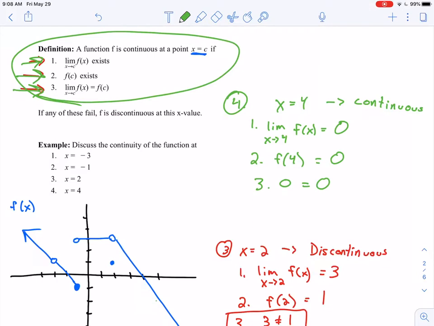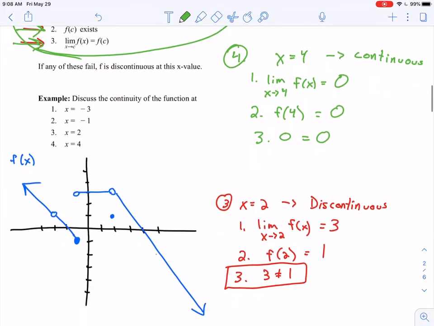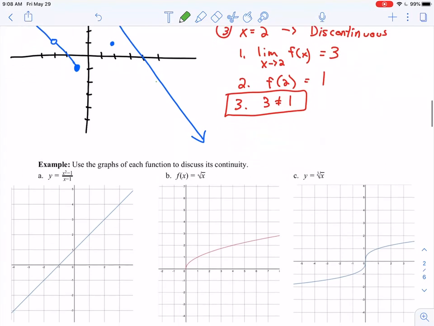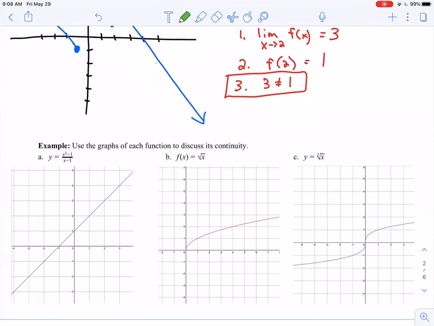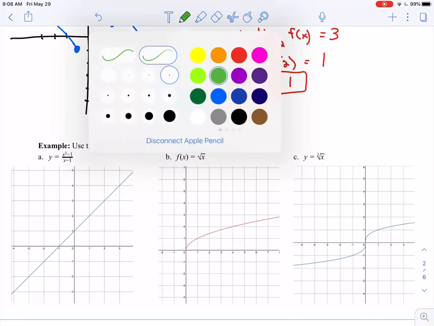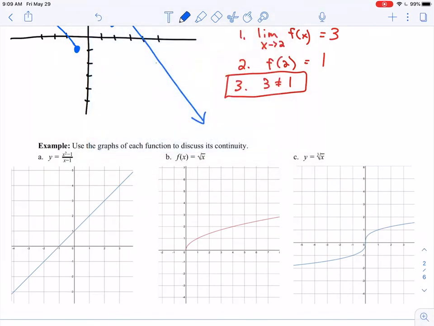So let's look at one more quick example before we wrap this video up. Here, I've got 3 different functions, and I'm just going to use the graphs of these functions to discuss their continuity. A couple of these, I've gone ahead and given you the graphs, but I want to discuss these graphs because they might be a little bit misleading, and in particular, it's part A that's really going to give us a lot of issues here.